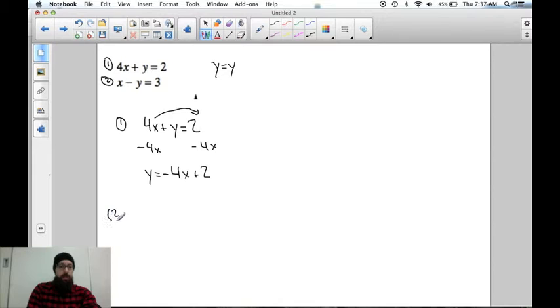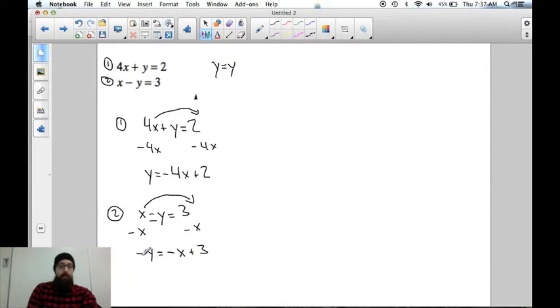Now if we do the same thing for equation 2, we have x minus y equals 3. Alright, well we're going to do the same thing. We need to bring this x over to the other side so that we can isolate y. So we're going to subtract x on both sides. And we have negative y, because there's the negative symbol right here, equals negative x plus 3.